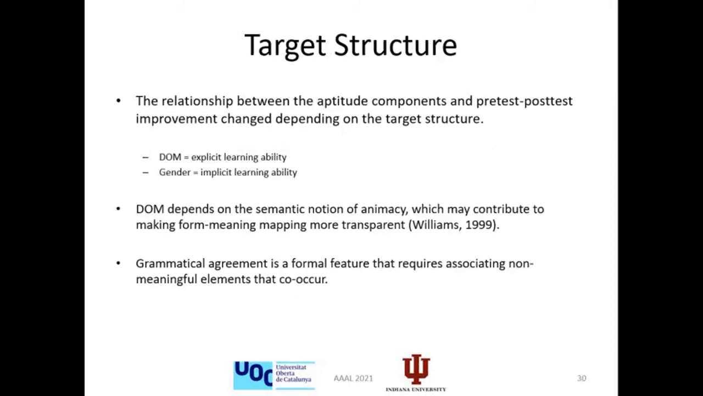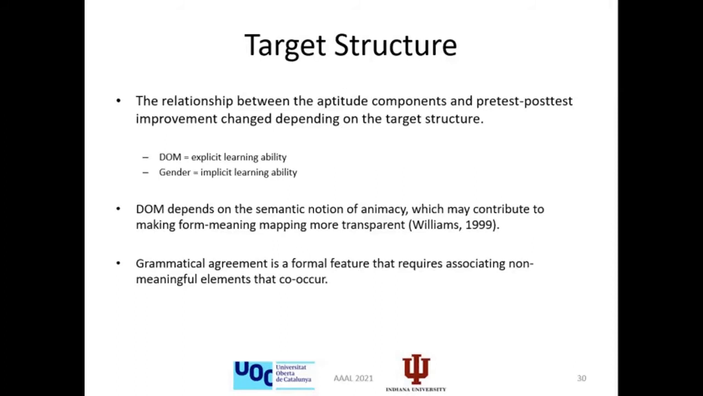The relationship between the aptitude components and pretest post-test improvement changed depending on the target structure. Explicit learning ability facilitated the effect of explicit feedback in differential object marking, whereas implicit learning ability facilitated the effect of implicit feedback in gender agreement. The characteristics of the target forms might be responsible for this interaction.